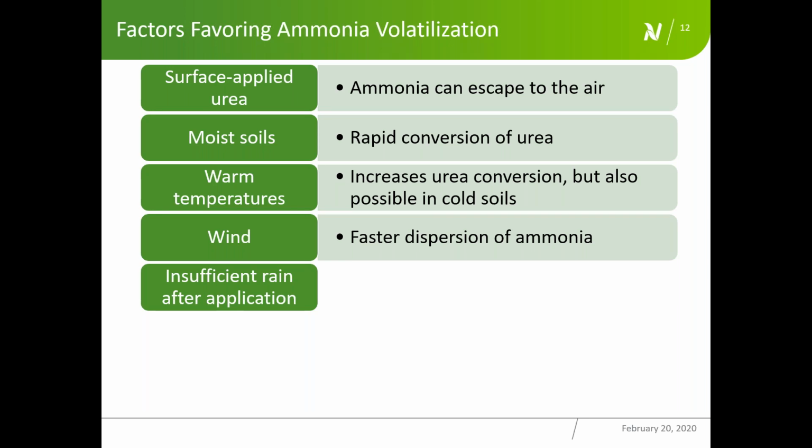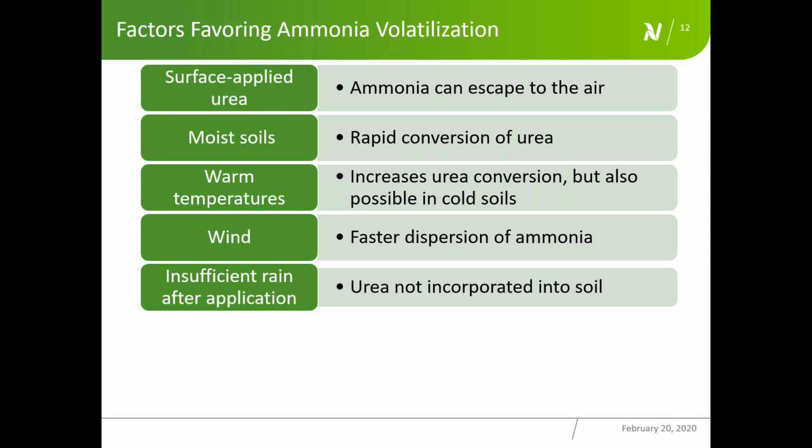One of the keys is insufficient rainfall after application. If the urea is not incorporated into the soil in some way, then the ammonia is not contained. If we get sufficient rainfall to move urea into the soil within a short period after application, typically 24 to 48 hours, if we get at least a half an inch of rain within that time after application, then the urea is pushed into the soil, generally to a depth where the ammonia would be trapped and volatilization would be limited.